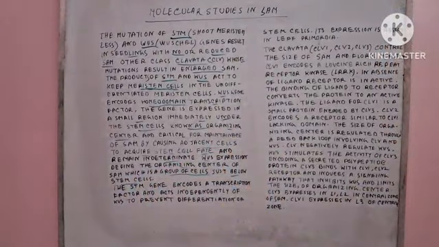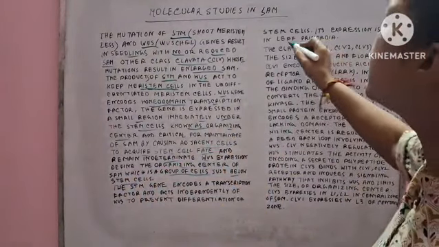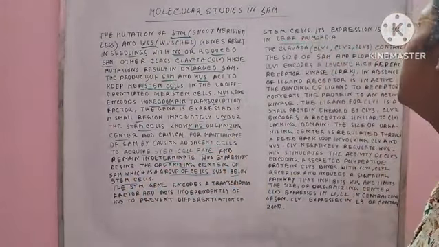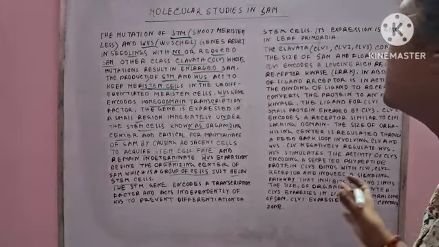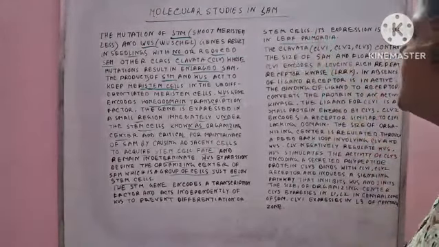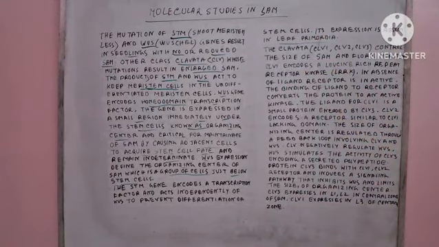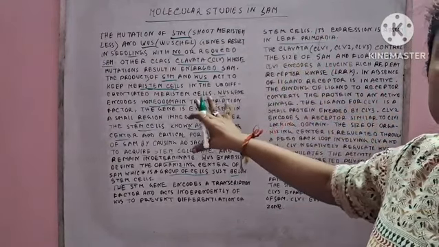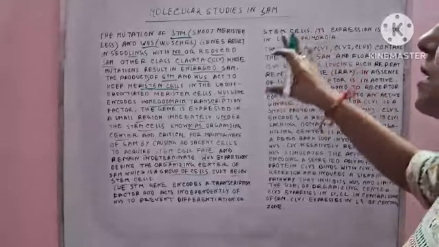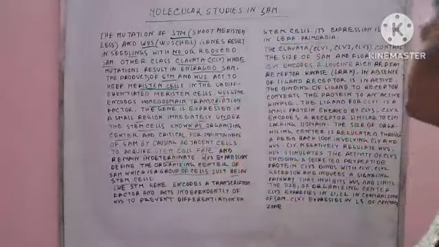Clear? But this is absent where? This is absent in the leaf primordial. Okay, the expression of this gene, STM gene, is absent in the leaf primordial. Clear? So what is the role of WUS gene and the STM gene? It is clear now. Okay.